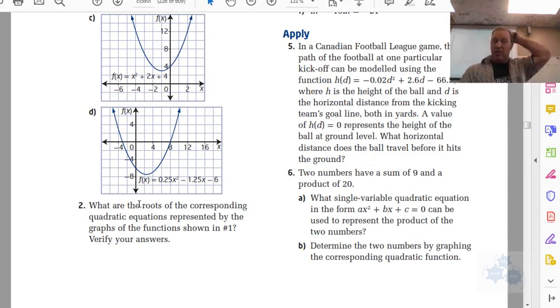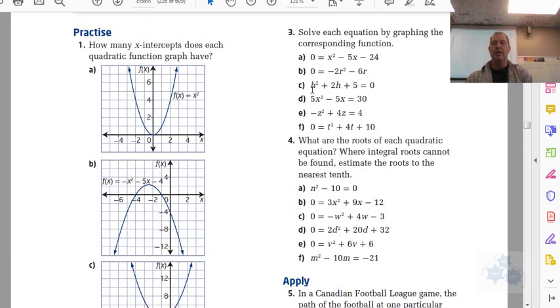So in question number 2, it says, what are the roots of the corresponding quadratic equations? Well, they're the same as the x-intercepts. That's all you have to do. For number 2, it's just they're the same as the x-intercepts. You rewrite that the x-intercepts are the same as the solution. Okay. So solve each equation by graphing the corresponding function.